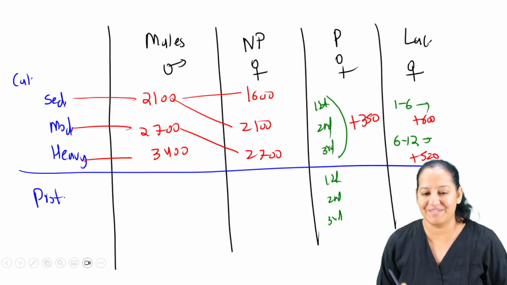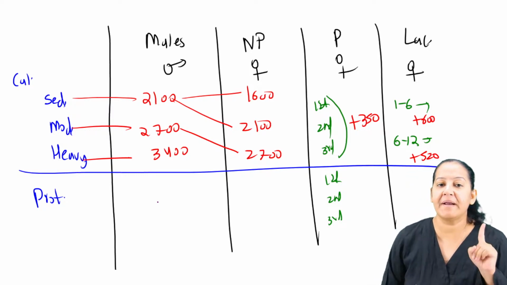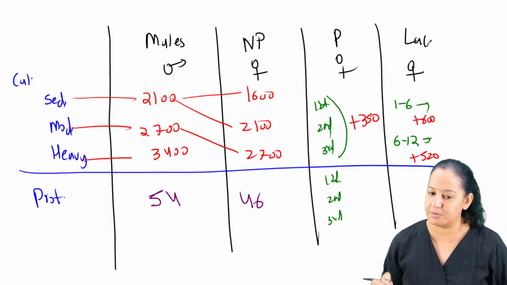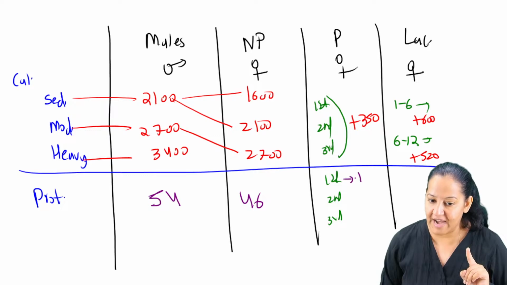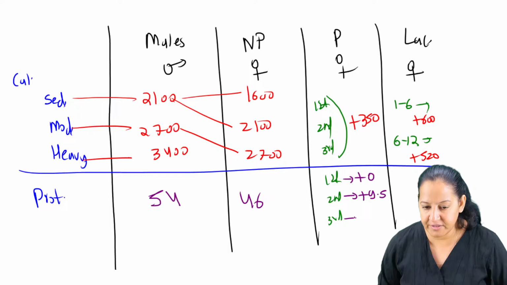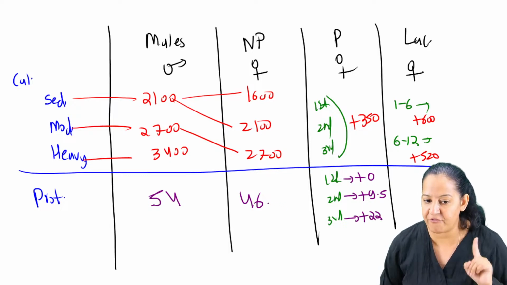Coming to the protein requirement. In the protein requirement, all males require 54 grams per 24 hours. All females require 46 grams per 24 hours. During the first trimester, additional 0. During the second trimester, additional 9.5, and during the third trimester, additional 22, apart from 46.